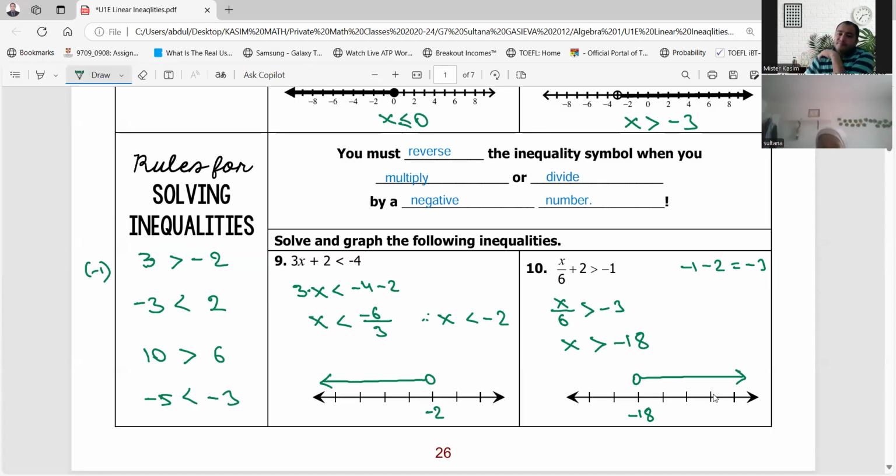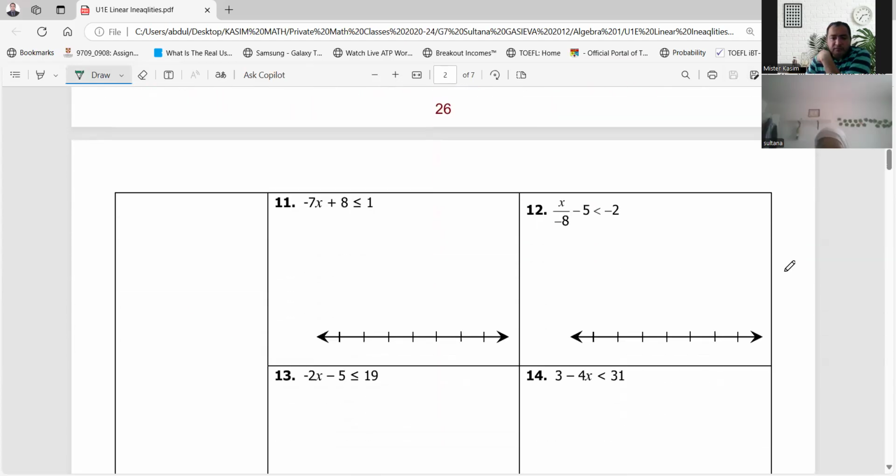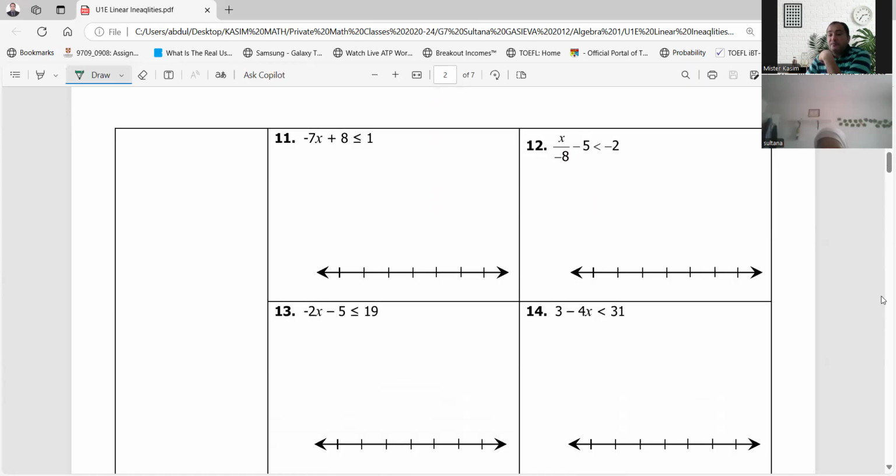Okay, Sultana, two more questions and I'll finish the class, okay? 11 and 12. Now try 11. If you want, for 11, let's do it together, and you do 12. So now we add 8 first, move to the right-hand side. I know that 1 minus 8 equals -7. So -7x is less than or equal to -7.